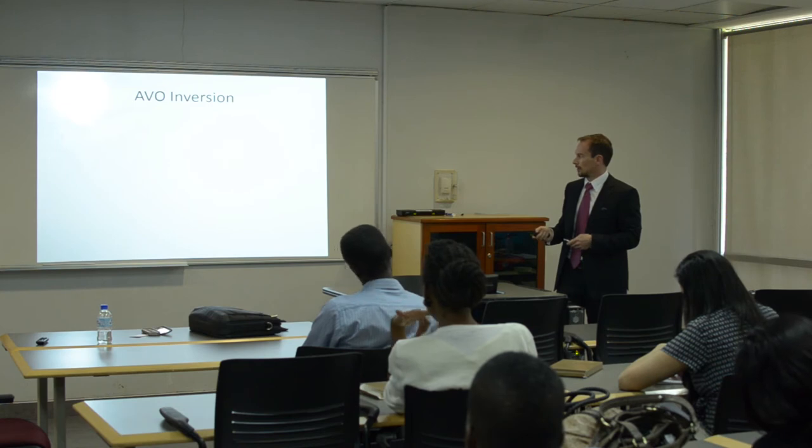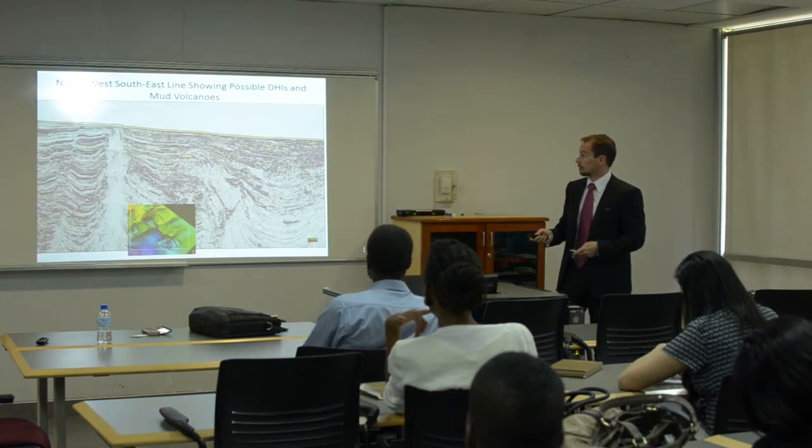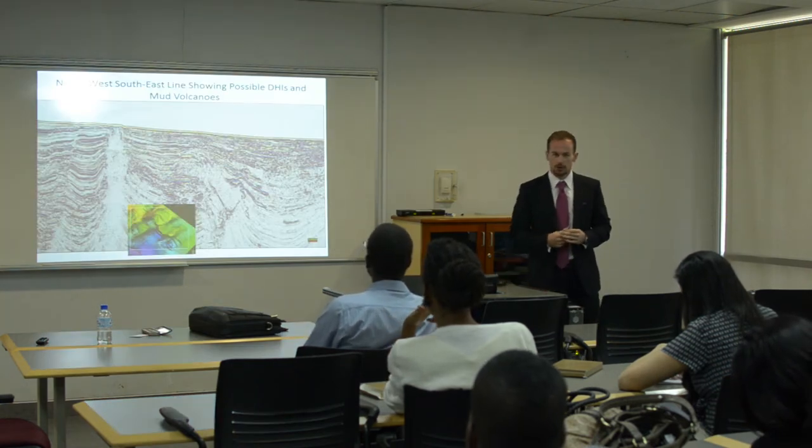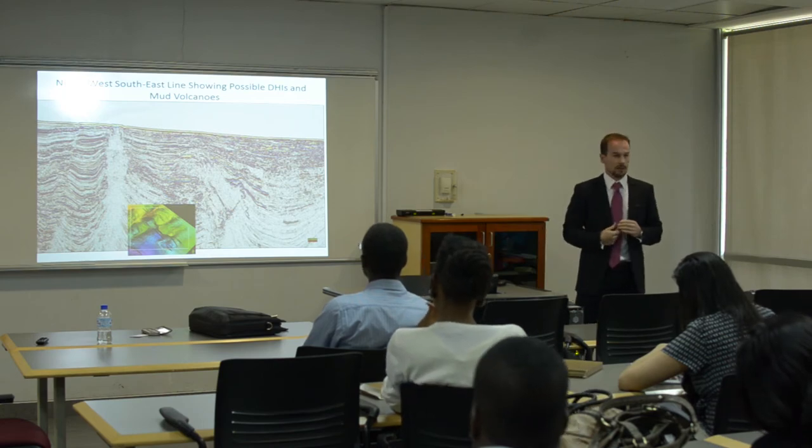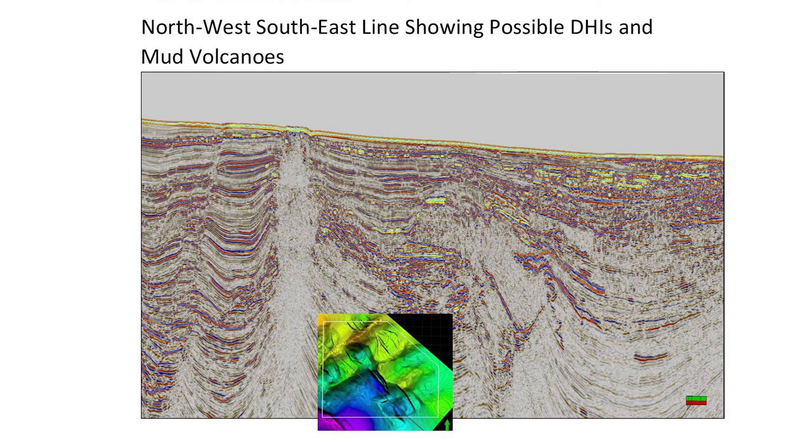That's all I had to say on depth imaging, really. So to go to the AVO inversion part of the talk, this really is to talk about the amplitudes of interest that are not in the volcanoes. And if we just look at a northwest-southeast line here, it's actually not showing up very well on the map, but it should be. Orientation here. We see one of our mud volcano structures here.